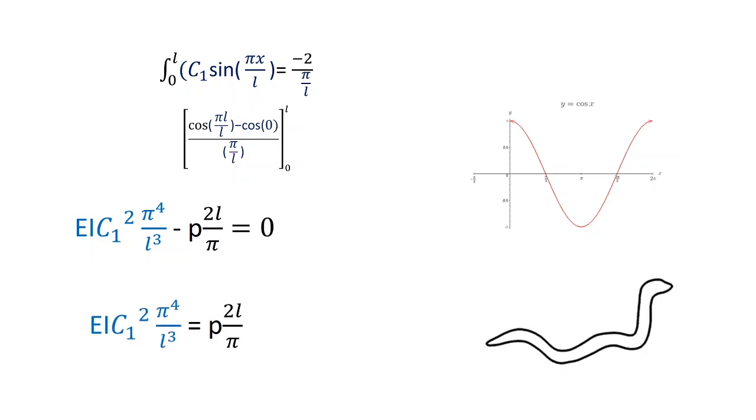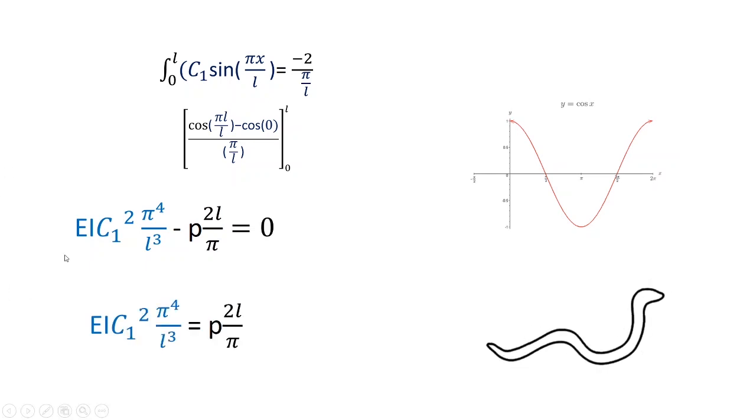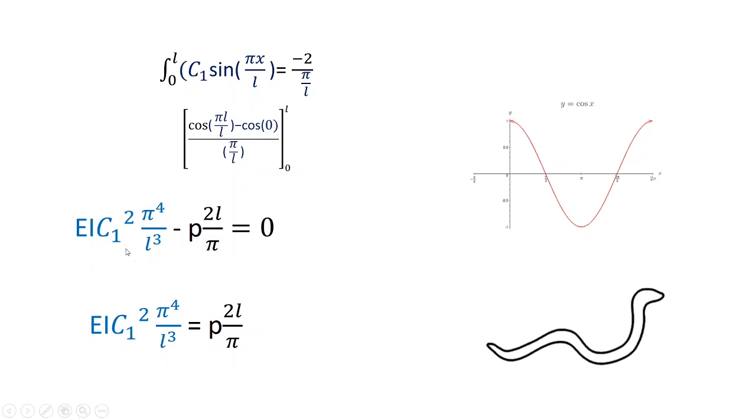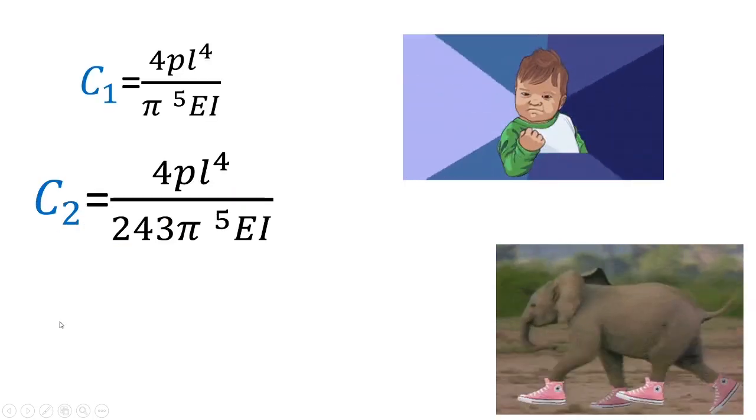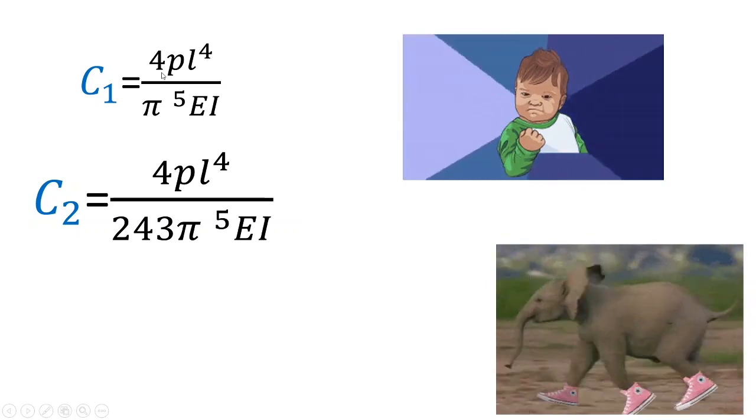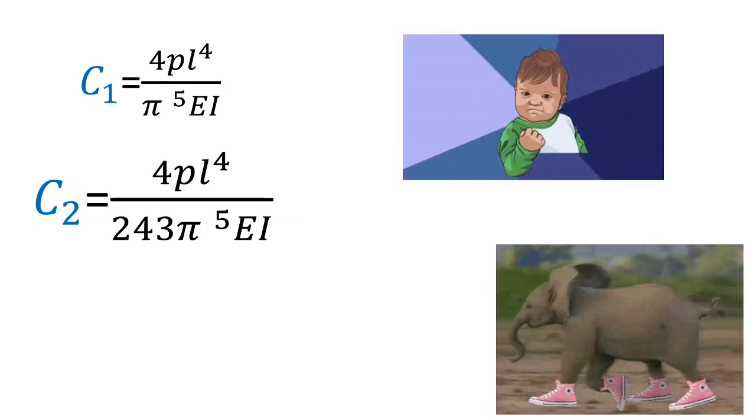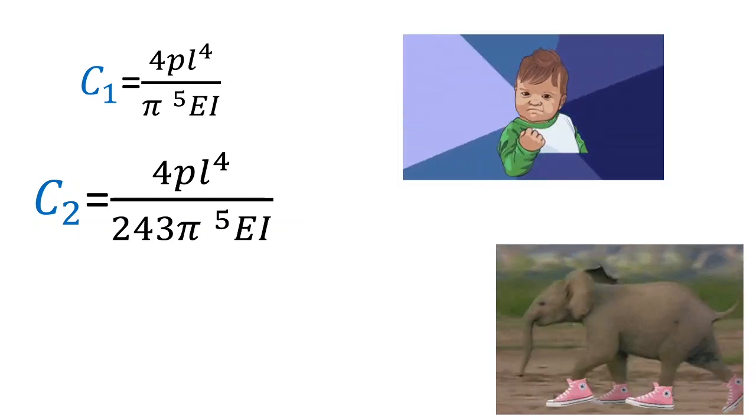So we came to this part. Got it? EI c1 square pi 4 by l cube, this will be divided by 2 here. So finally we will get this equation. So finally we got this: 4pL4 by pi 5 EI. So this is our intention to calculate. Similarly, if you calculate c2, you will get this.